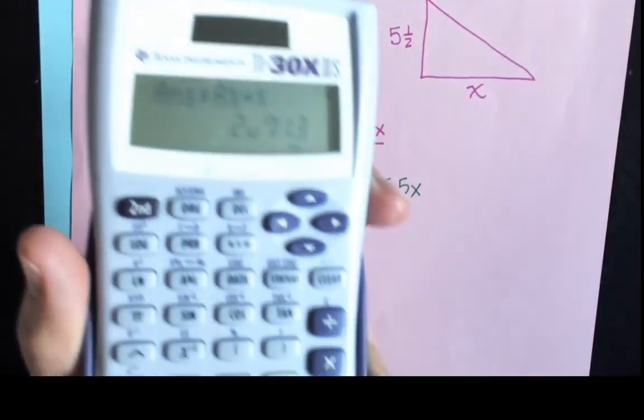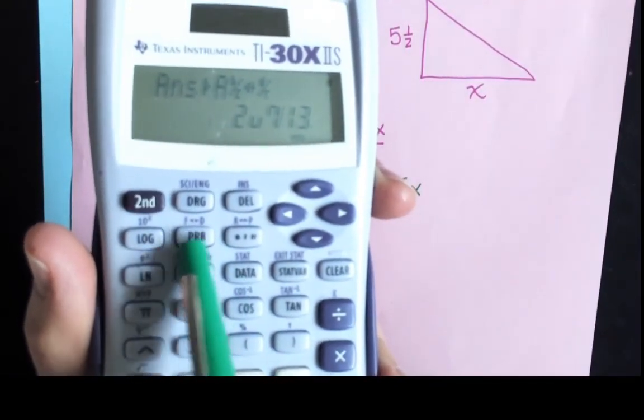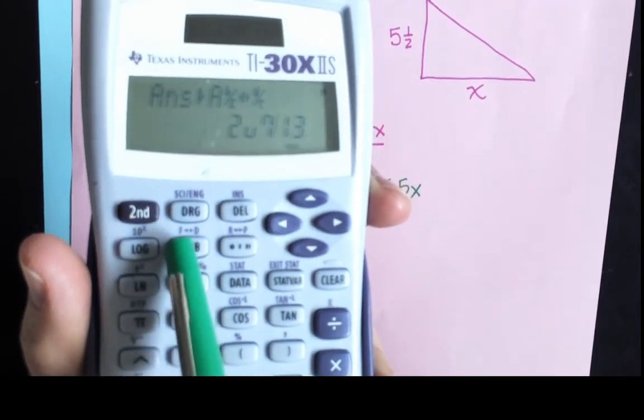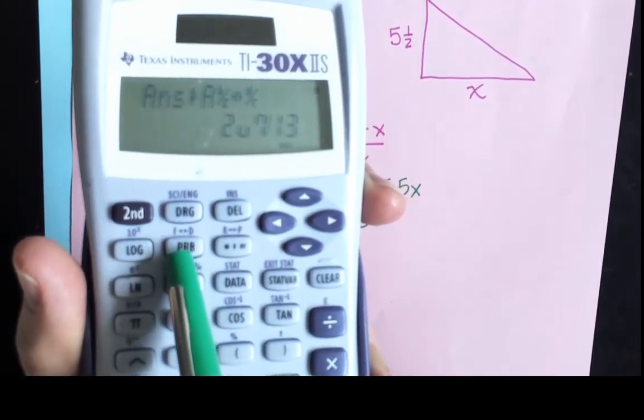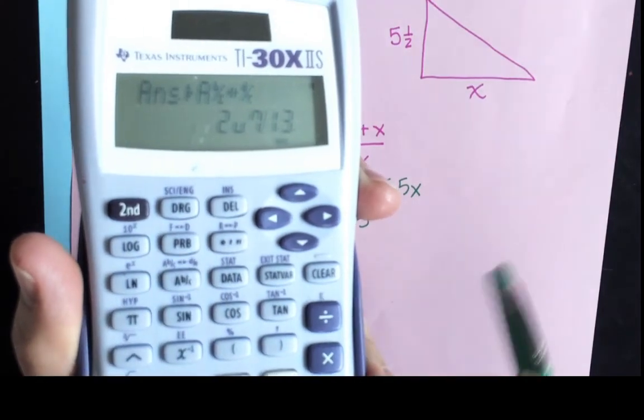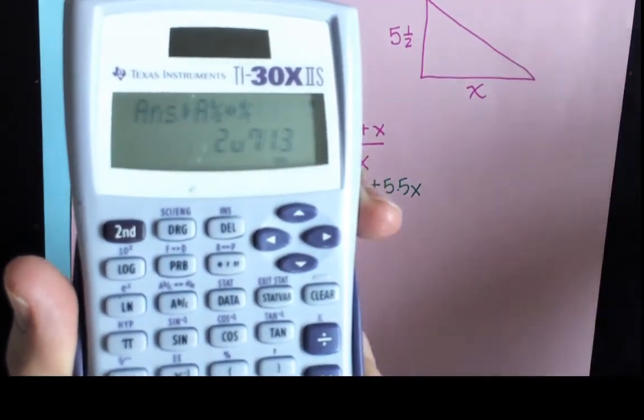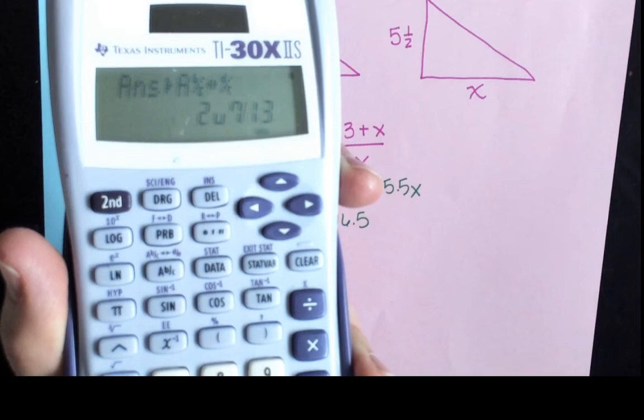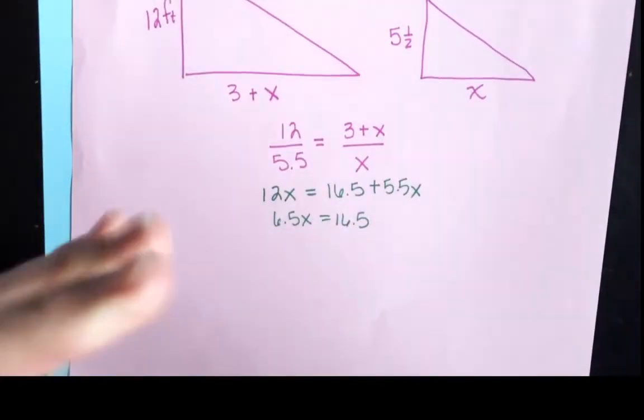So you can use those two buttons. We do the F to D button all the time to take fractions to decimals, decimals to fractions. And if it doesn't change to a fraction, then it isn't possible as a fraction, so then you would have to round. So I just thought that was interesting.